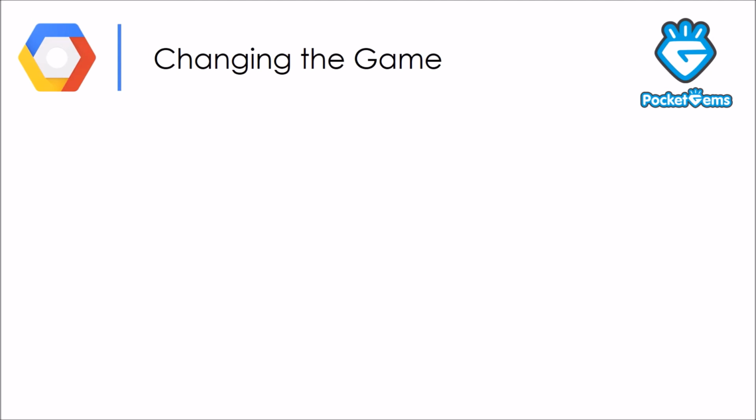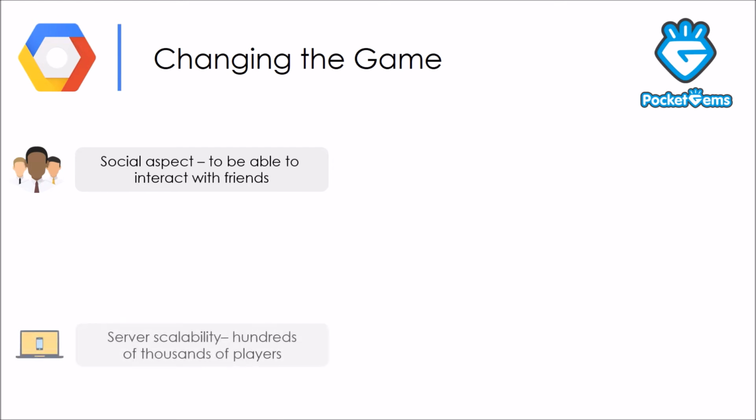Another example is Pocket Gems, a company which creates mobile games. With the project Changing the Game, Pocket Gems aimed to achieve two main objectives. First, the social aspect, as mobile games are more fun and enjoyable when players are able to interact with their friends seamlessly. Second, the server should have good scalability, able to handle hundreds of thousands of players at the same time.